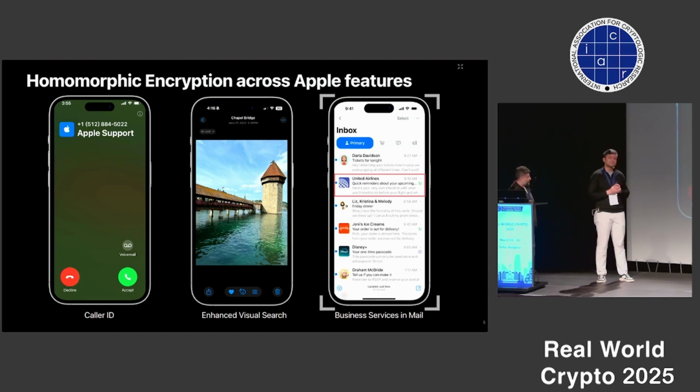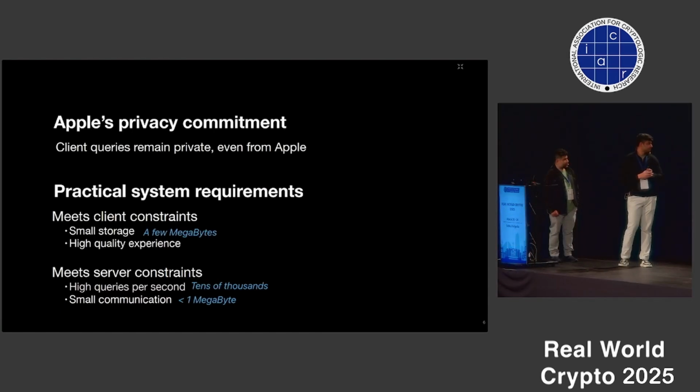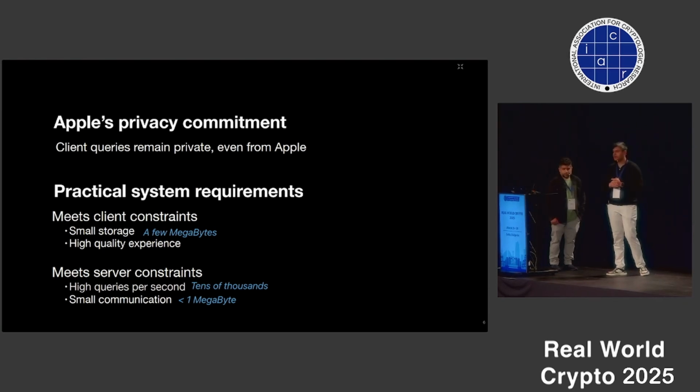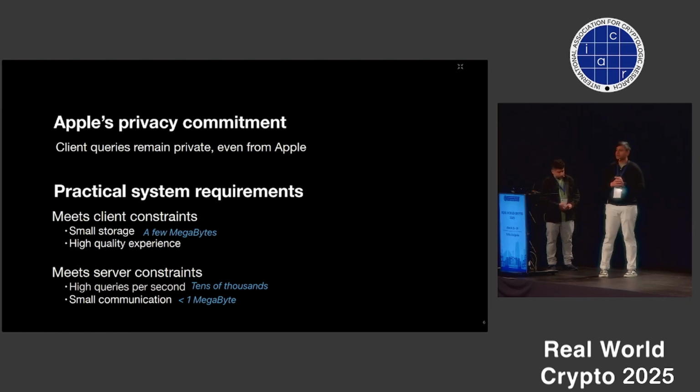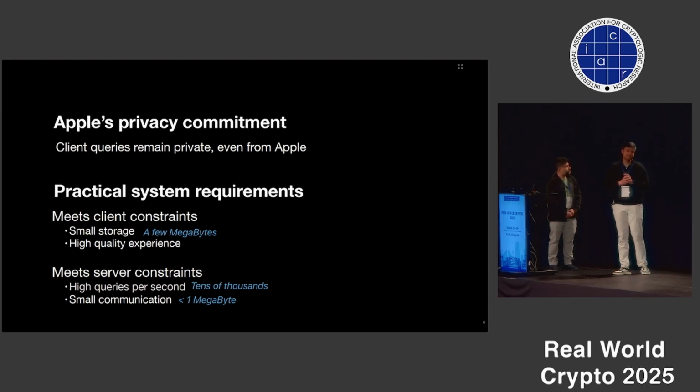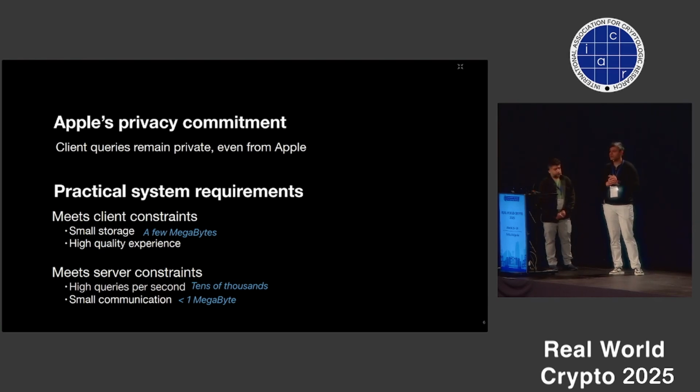So as you can see, there are a bunch of features that can use this information from servers to improve the experiences on device. Now, we need to do this in a way where we have a formal Apple privacy commitment where any data that leaves your device, any client queries, they remain private even from Apple. However, we need to do this in realistic, practical constraints. Because we have such a large device population, we're probably hitting tens of thousands of queries per second. So there's really high throughput. And then the communication cost for each of these queries should also be within, let's say, less than 1 megabyte.